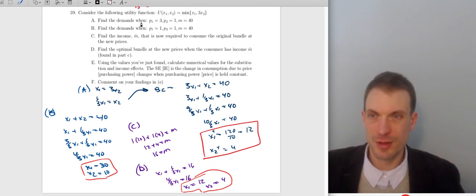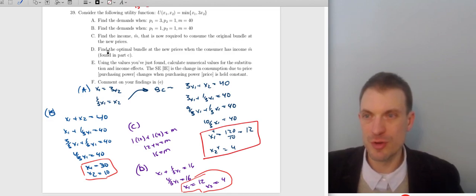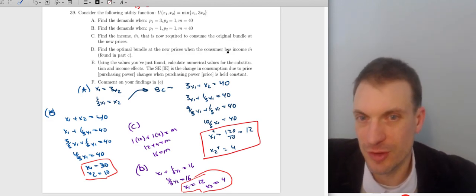All right, so consider the following utility function. This one, find the demands when the prices of the goods are 3, 1, and income is 40. Find the demands when the prices are 1, 2, and income is 40. Find the new income now required to consume the original bundle at the new prices. Find the optimal bundle at the new prices when the consumer has that income.